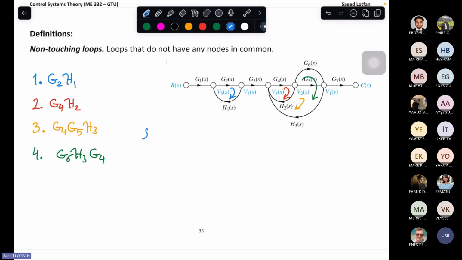I can say that 1 and 2 are not touching each other. 1 and 3 are not touching each other. And 1 and 4 are not touching each other. But 2 and 3, 3 and 4, they are touching each other, meaning they have some nodes and flows in common. They are not non-touching. So we find 3 of them.